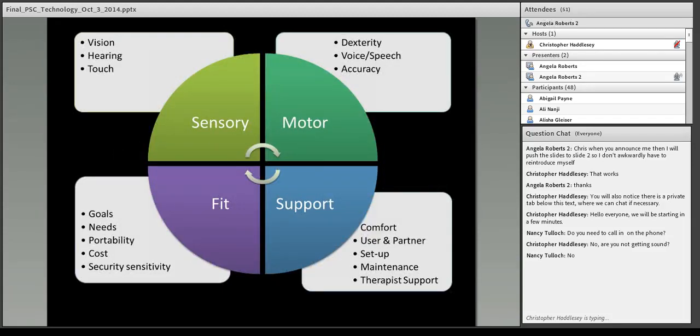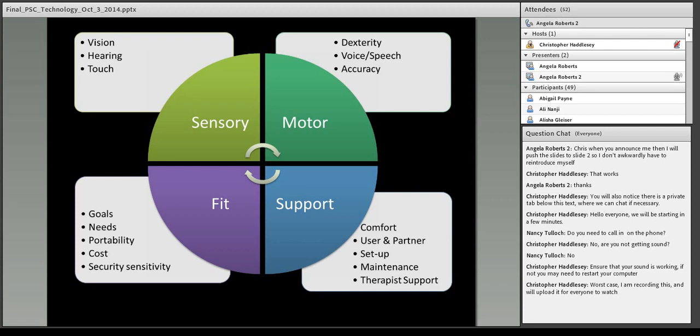So I'll talk a little bit about the considerations that we need to be thinking about when we talk about adding technology to support communication. And again, for those of us in the speech-language pathology community and in the occupational therapy community who've been working with technology to support communication for many, many years, these aspects haven't changed. They've just become more complicated as the devices have become more complicated.